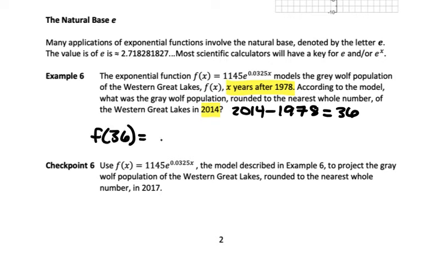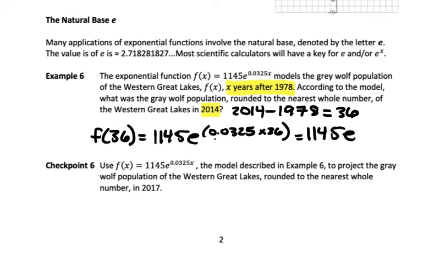So f of 36 equals 1145 e to the power 0.0325 times x, which is 36. Now, my exponent here is a little bit more complicated as well. So if I'm doing this the long way, what I would need to do is multiply that in the exponent first. Again, what I recommend doing, if you can, is to just type all of this into your calculator just like this. And that way you will get an answer that is going to be the most accurate and not subject to rounding errors.